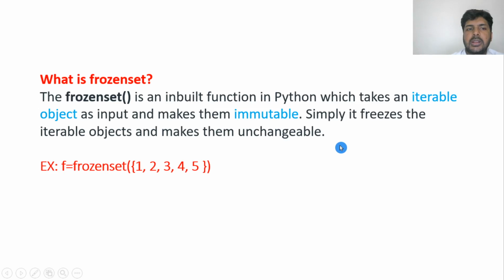What do you mean by that? First it will convert the iterable objects into a frozen set. Once it is converted into a frozen set, the objects cannot be changed. That means they are immutable. You can see a small example: f is equal to frozenset(1, 2, 3, 4, 5). This is an example of how we can create a frozen set. Let us move on and check how many ways we can create one and what the characteristics of a frozen set are. Let us start with the characteristics.